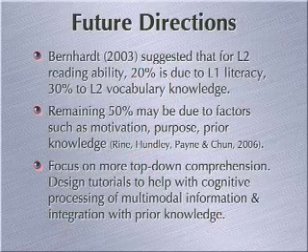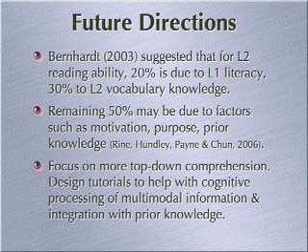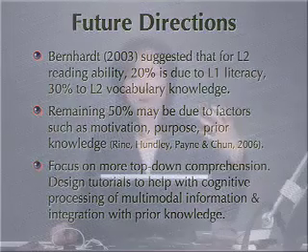And in a 2003 article, Bernhardt suggested that for L2 reading ability, when you're reading in a second language, she was trying to figure out what percent of your ability to read is due to L1 literacy, and she determined that it was about 20%. What percent is due to L2 vocabulary knowledge, and she determined that was about 30%. So that leaves 50% unaccounted for, right? And this is, I think, an area, and I know that she's working on it, as are other people here. We have to figure out what the remaining 50% is all about.